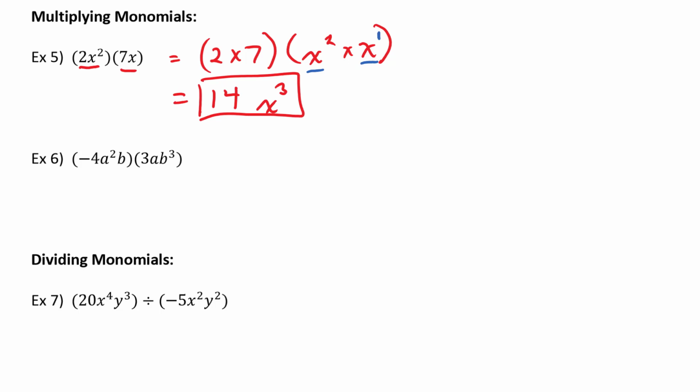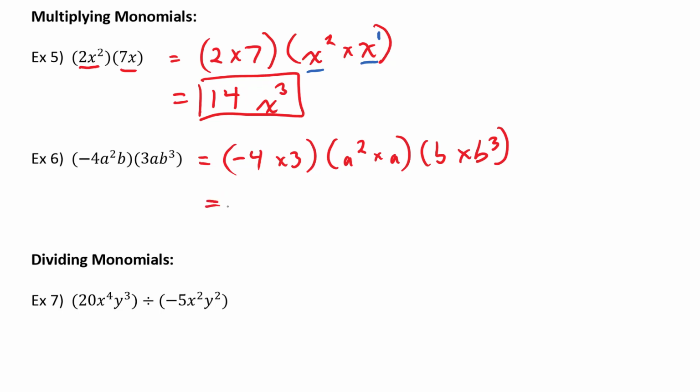Let's take it up. So we have minus 4 times 3. We have a squared times a, and we have b times b cubed. Combine them all together. Minus 4 times 3 is minus 12, a cubed, b to the exponent 4. Final answer. Not too challenging.